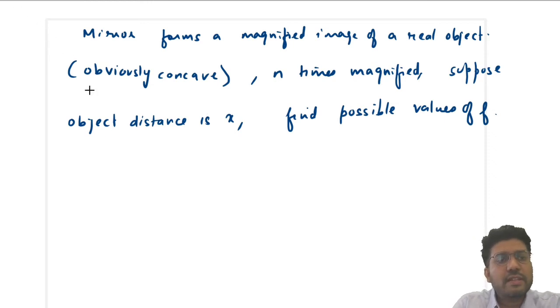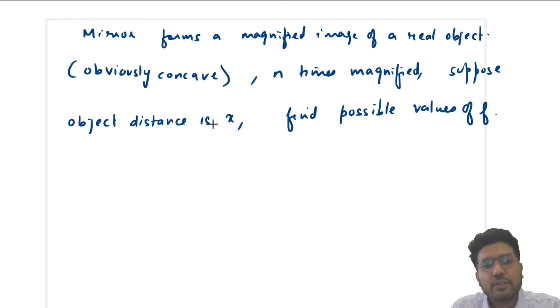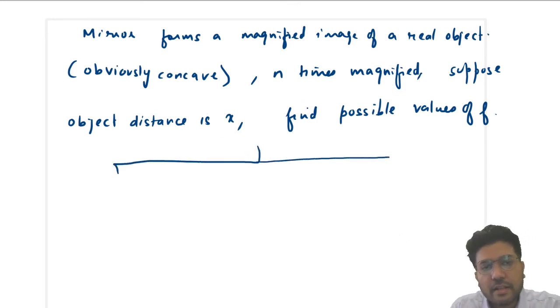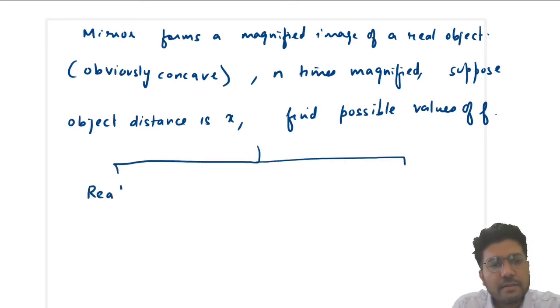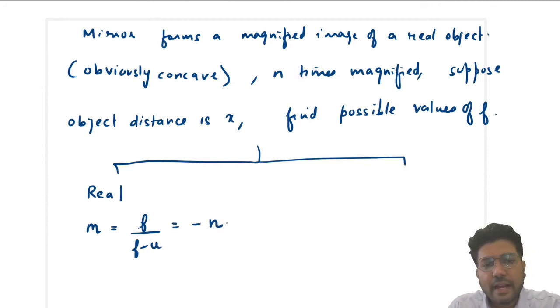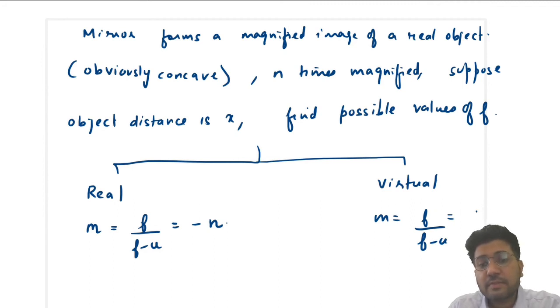So you know that a concave mirror can form a magnified image, both real and virtual. First is real. Now for a real magnified image, m has to be negative, right? So you will write m is equal to f by f minus u, and that is equal to minus n. And if it is a virtual magnified image, then again m is equal to f by f minus u, which is equal to, this time, plus n, right?